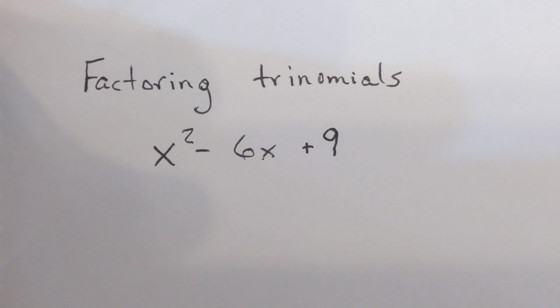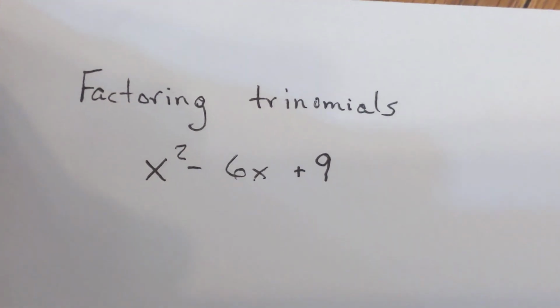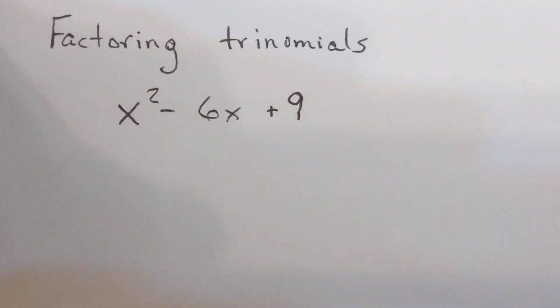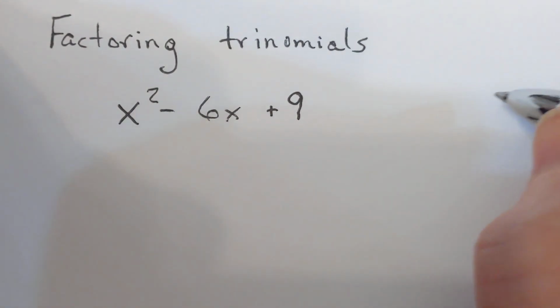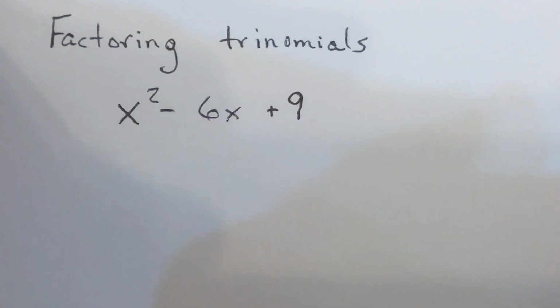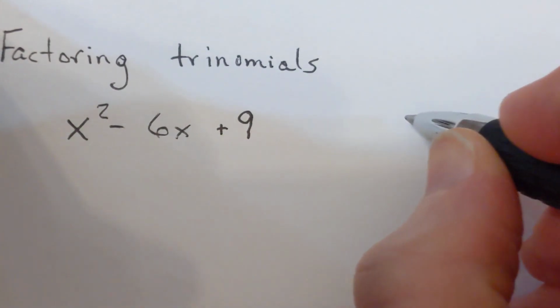Now, one trick for trinomials is sometimes they come as what we call perfect square trinomials. What that means is that when I factor it, both factors are the same. For example, we're going to work it the other way first.